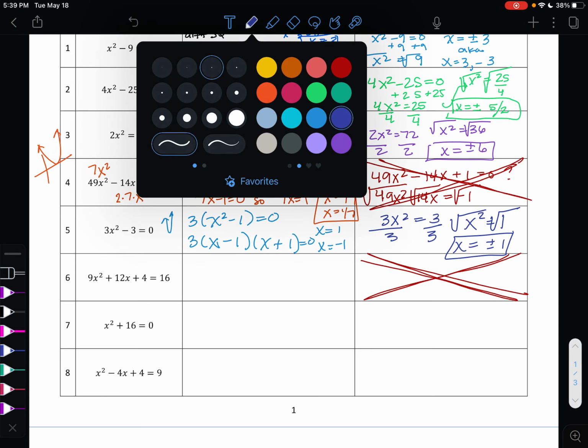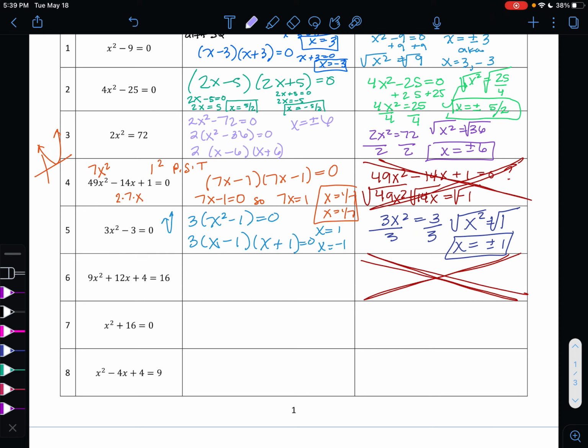Purple again. Okay, I already noticed this. I felt like I was being tricked a little bit, right? So what do I have here? 9x squared plus 12x minus 12. Hopefully the first thing you see is that there's a GCF of 3. So now I have 3x squared plus 4x minus 4. Now we need to do that AC method.